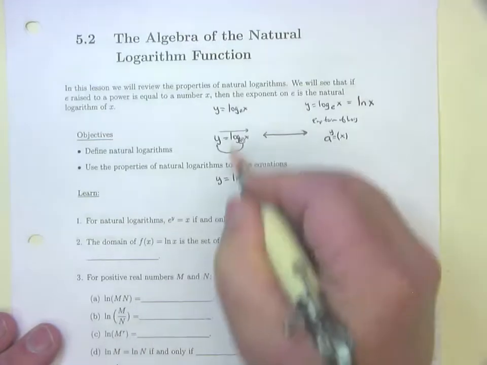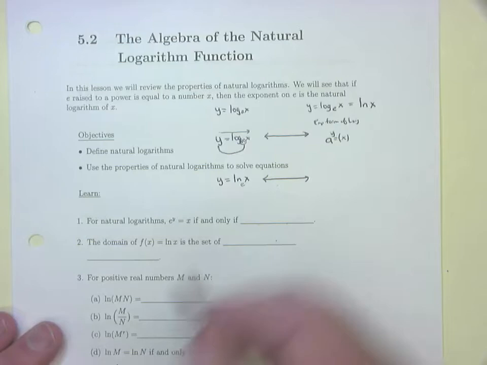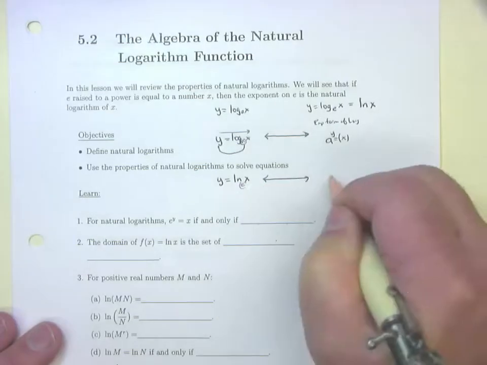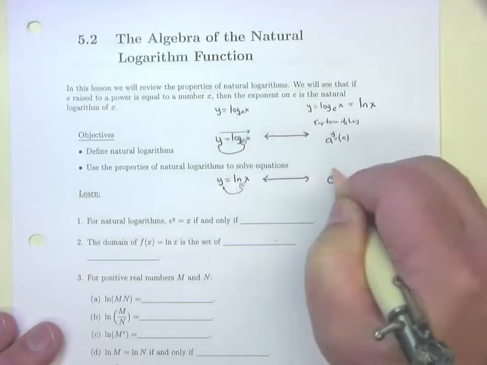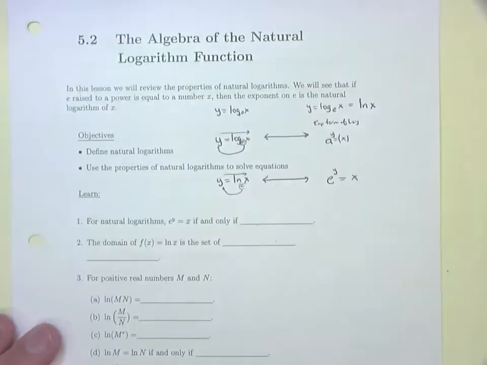And I can use the same, and I call this the smiley face definition of logs. It makes it look really like a smiley face. You start with the e, you raise it to the side y, and it'll be equal to what you're taking the log of, and that is x. So there's the exponential, the natural log exponential form. Okay, it's e to the y equals x.